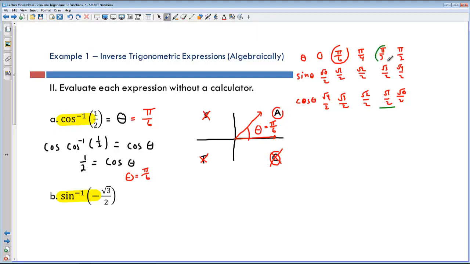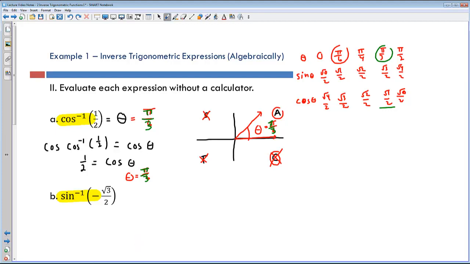It's actually pi over 3. So if you caught that mistake, good. I just caught it. So that should be pi over 3. And so our angle is pi divided by 3, and so our answer here would be pi divided by 3.